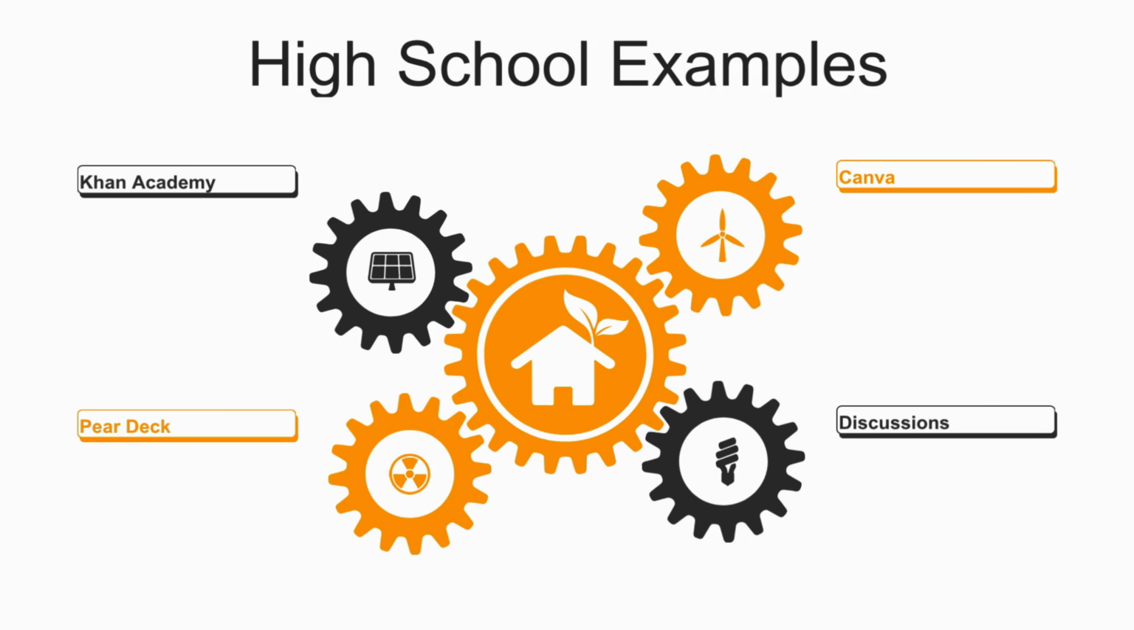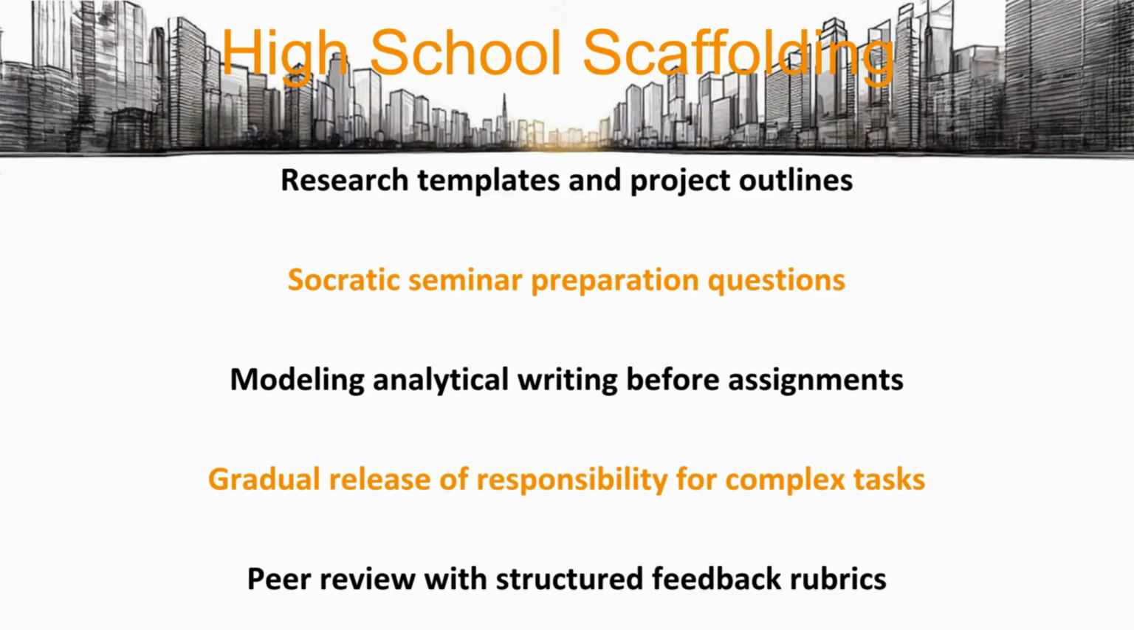And high school. So some examples: Khan Academy, great free resource; Peardeck, Canva, and classroom discussions. Some additional or more specific examples: you have research templates and project outlines. It's easier to give that to the older students and let them use their prior knowledge to expand on the new concept. Socratic seminars, preparation questions, modeling analytical writing before assignments, gradual release of responsibility for complex tasks, and they can also do peer review with structured rubrics.